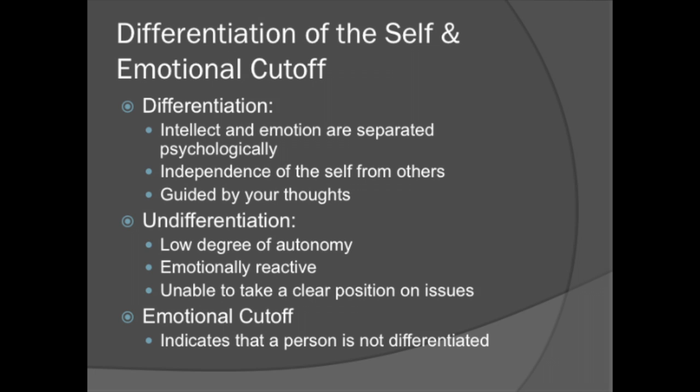Differentiation of the self is when intellect and emotion are separated psychologically, and it is the independence of the self from others. People that are differentiated are able to be guided by their thoughts instead of their feelings. Undifferentiated people have a low degree of autonomy, are emotionally reactive, and are unable to take a clear position on issues. This is their pseudo-self. A healthy person has a sense of belonging to one's family and a sense of individuality.